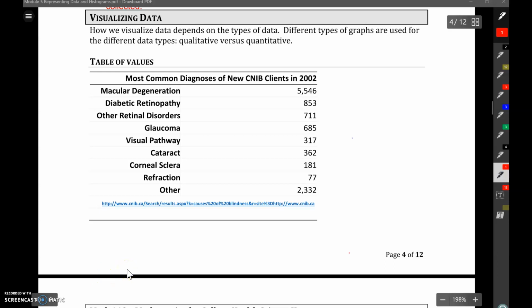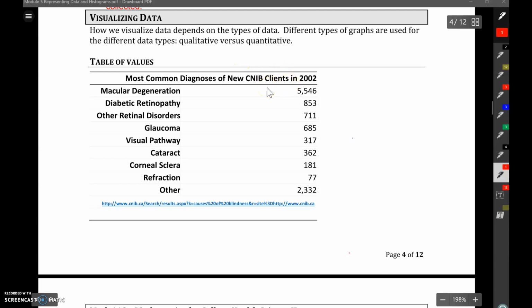The third part of our lesson on representing data and histograms is on visualizing data. We're going to be looking at different ways we can represent our data visually. So the most common way we see data presented is in a table of values.